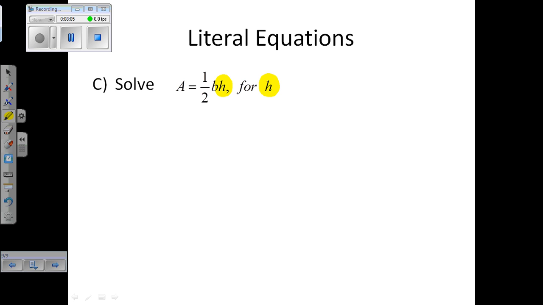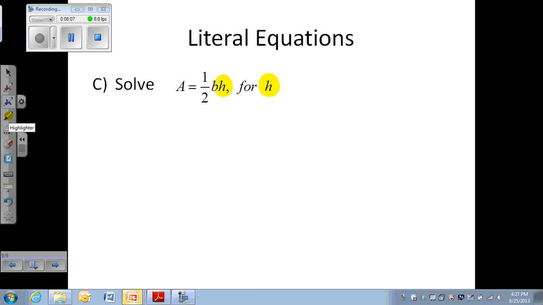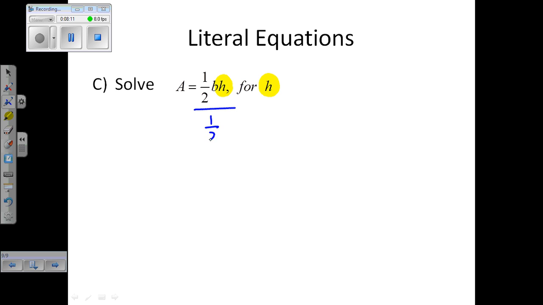So first, if I wanted to cancel out the 1/2, I could try dividing by 1/2. That would work, and that would cancel out my 1/2. However, on the other side, that's going to make what's called a complex fraction. It's a fraction within a fraction. And I'd rather avoid that since that's not a simplified answer. So I'm going to try to think of a different way that I could cancel out this 1/2.